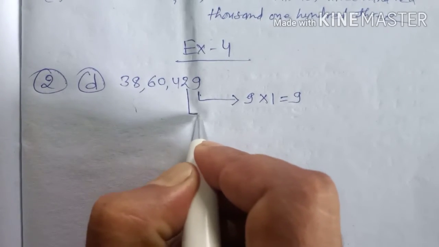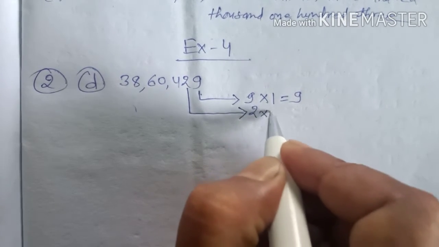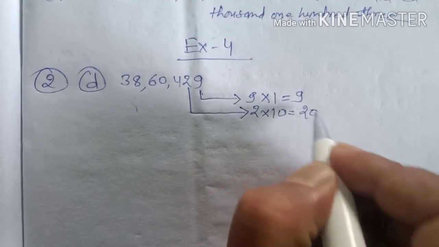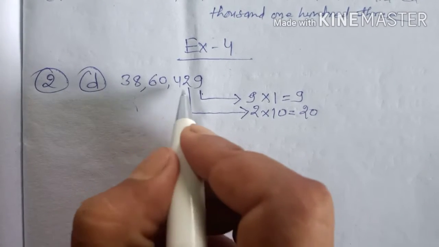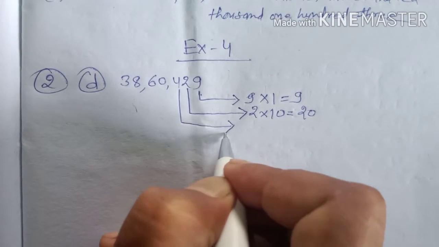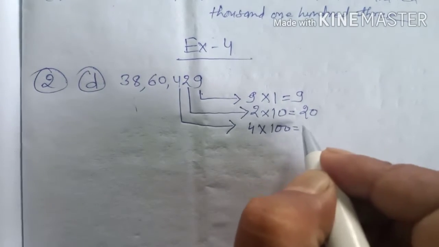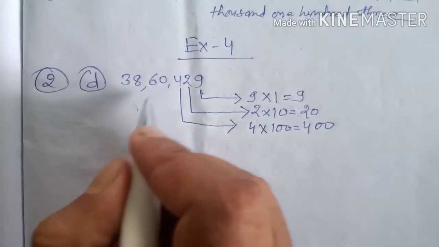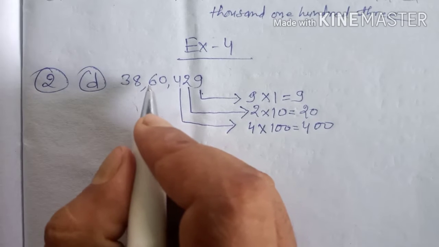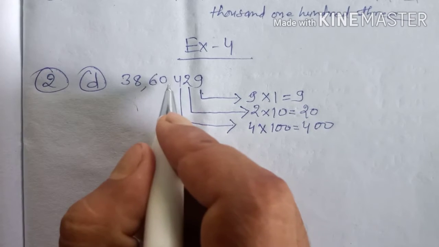As 2 is at the place of 10, so 2 is multiplied by its place value 10, so here you will find 20. 0 is now at the 100 place, and at the 100 place you are having 4, so 4's place value will be 400. For the place of 0 there will be nothing, because if you multiply 0 by 1000 you will find 0.